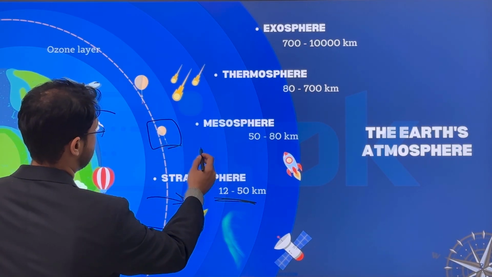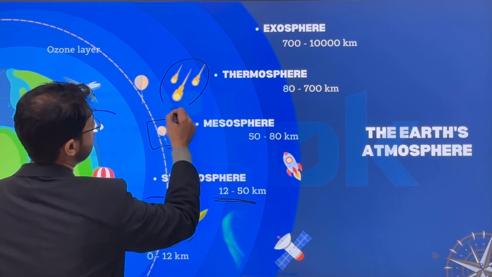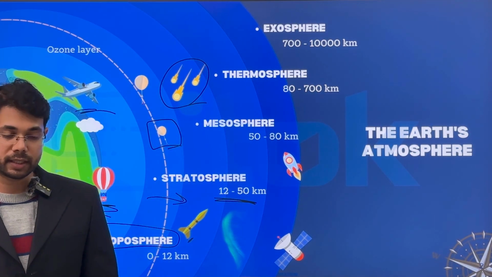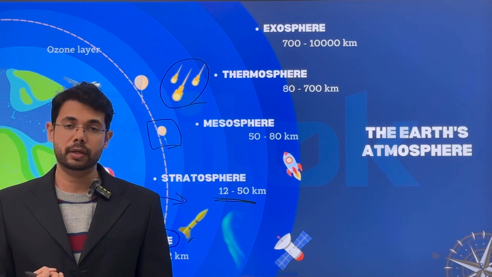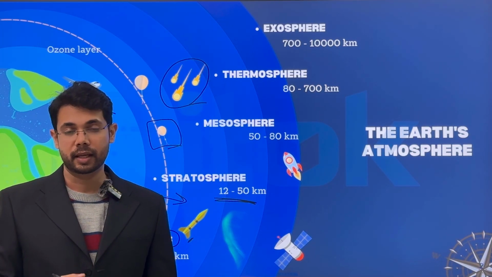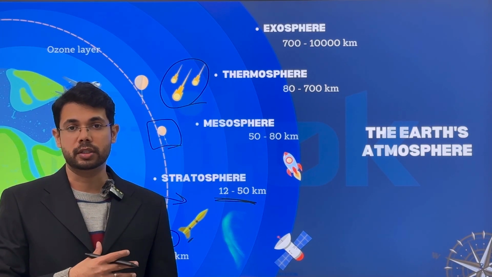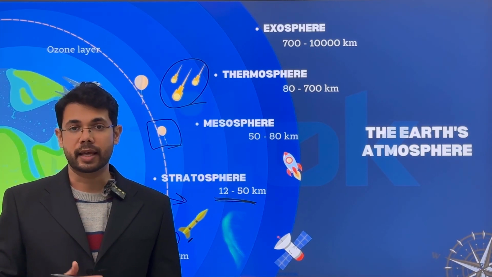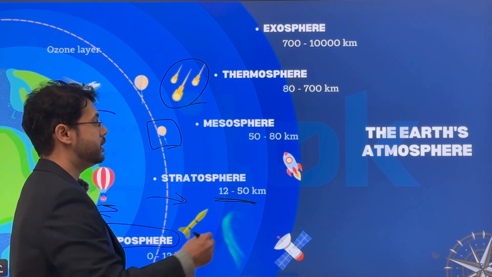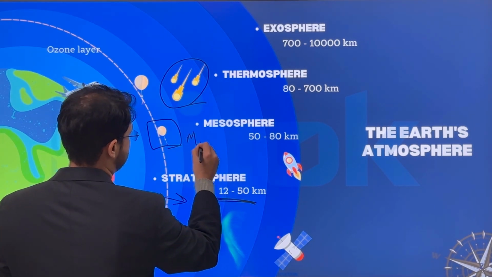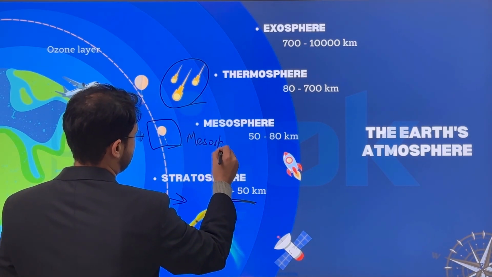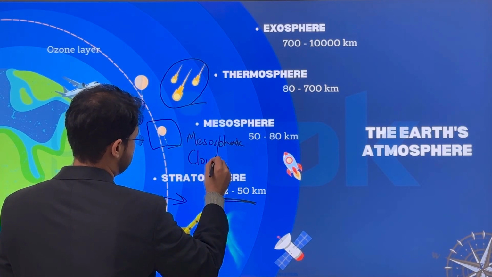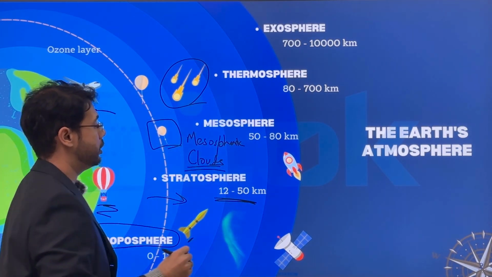After the stratosphere, we enter into mesosphere. You can remember mesosphere through meteors. Now, in this layer, most of our meteoritic material evaporates or just gets withered into the atmosphere. This is where it happens. That's why this layer is also known for its mesospheric clouds. We will read about this in detail when we study clouds, but this is where mesospheric clouds are formed.